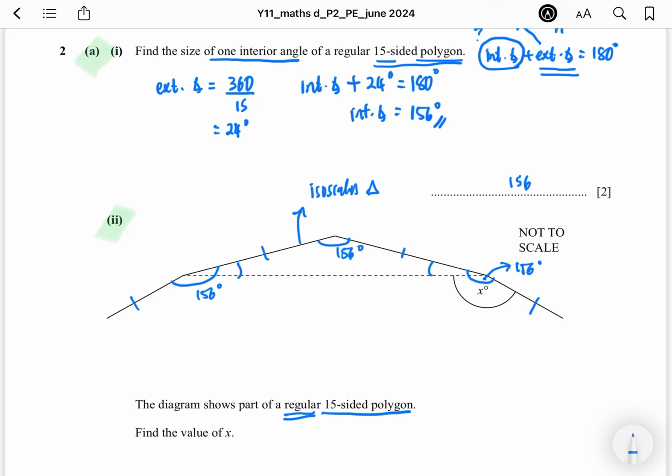So the value of the base angle here would be 180 minus 156, and you divide it by 2. Then use your calculator for that one, and you will calculate the angle equals 12. That means x here would be the interior angle, the value of interior angle 156, minus the base angle of the isosceles triangle, and you should get your answer, 144.